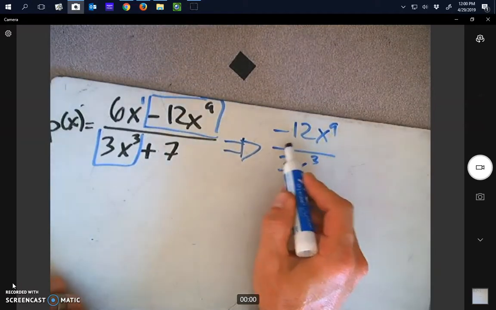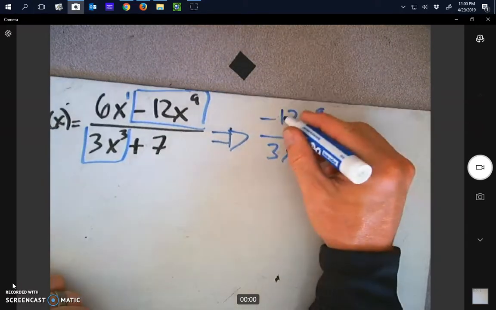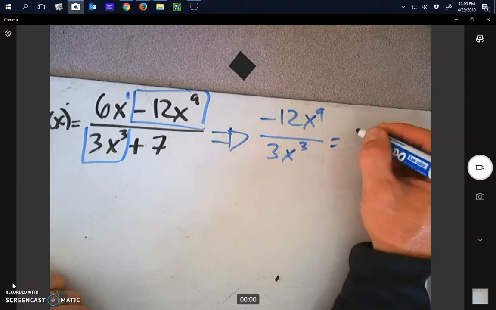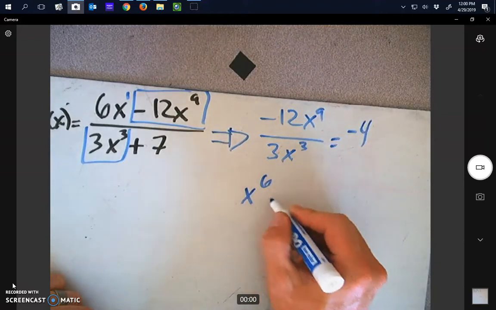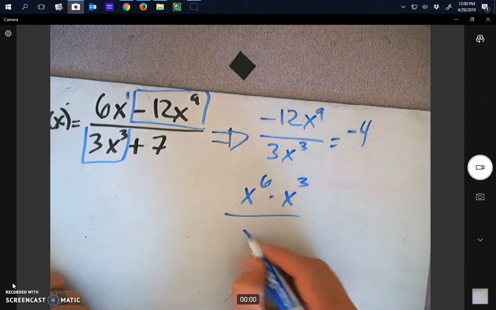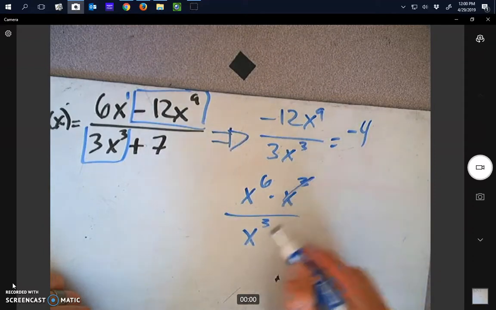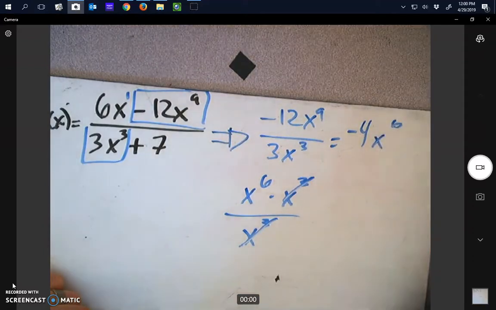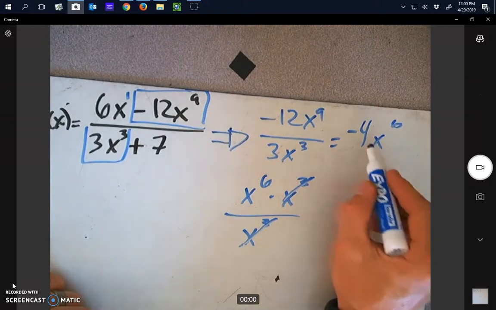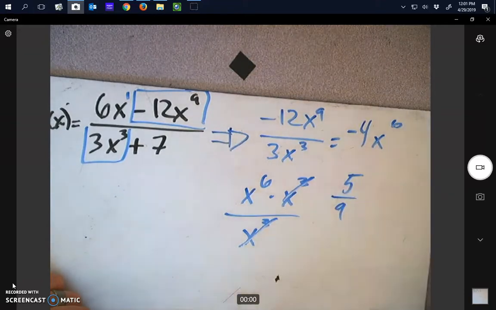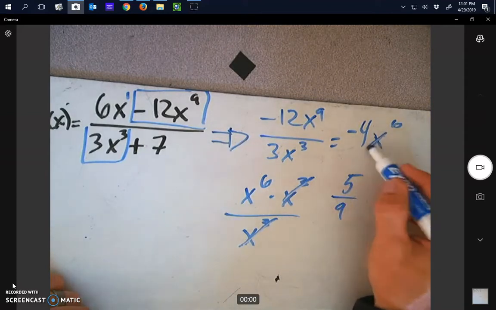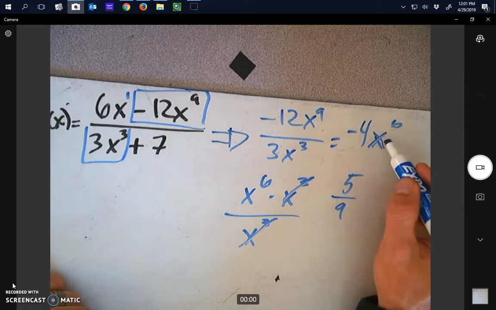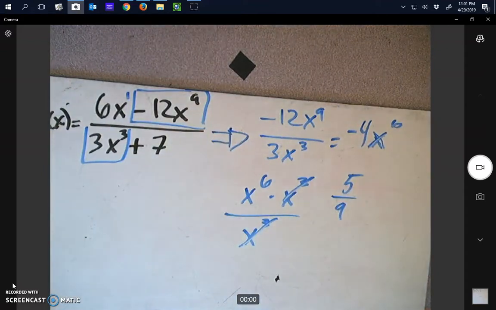All right, so we have x to the 9, x to the 3, negative 12 and 3. The negative 12 and 3 simplify to negative 4. X to the 9 can be rewritten as x to the 6 times x to the 3, over x to the 3. The x to the 3's cancel out, and what's left over is x to the 6. Last time we had 5 over 9 left over with no variables. When you have a variable left in the numerator, as we have here, this means that there's no horizontal asymptote. As x goes to infinity, so will y.